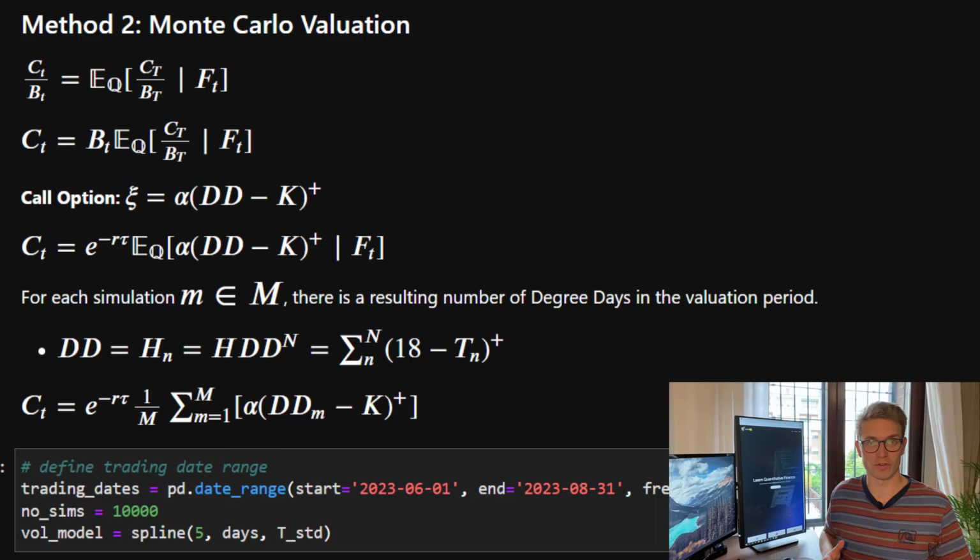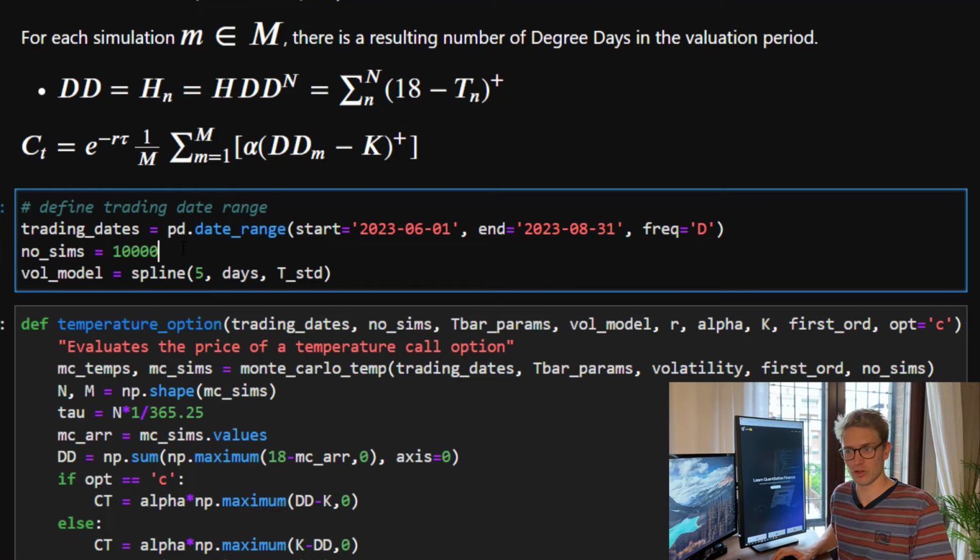So now we're going to move on to the Monte Carlo valuation methodology. Essentially all we need to do here is calculate the discounted expectation of the payoff under the risk neutral probability measure. So we're going to simulate out these temperatures, and then we're going to calculate the number of resulting heating degree days in the valuation period. Once we've done that, we can then apply the payoff function, get the average, take the expectation, and we'll calculate it. So without further ado, we're going to define the date range again, from July through to August. We've got our number of sims, 10,000, that we're going to define.